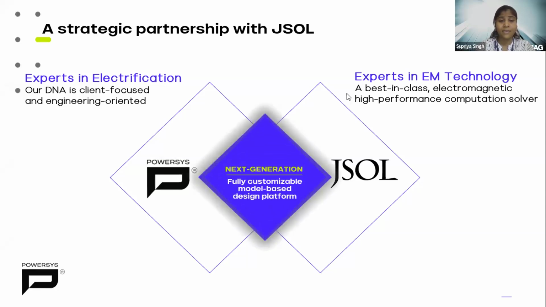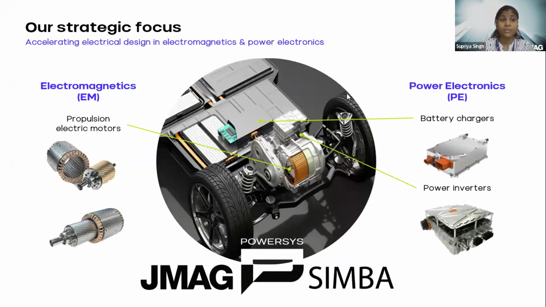We have a strategic partner in JSOL. JSOL mainly focuses on development, and we focus on the business part. We are experts in electrification and in EM technologies. Our main strategic products are electromagnetics and power electronics: electromagnetics mainly with JMAG, and power electronics with Simba.